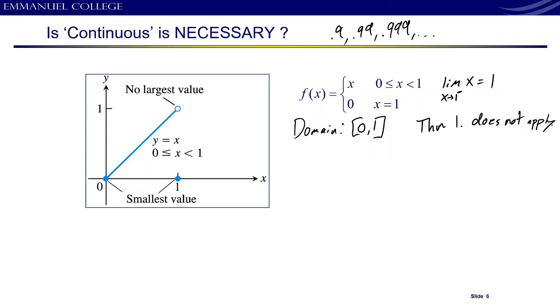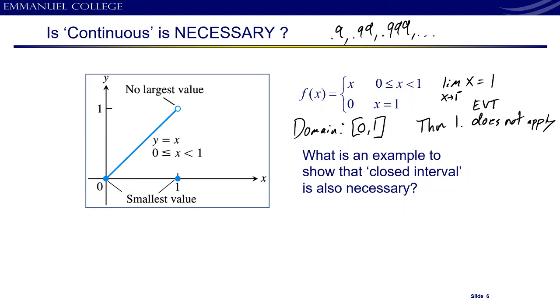Because of the extreme value theorem, so you can say theorem 1 or the extreme value theorem, because this one said, or the extreme value theorem said I was guaranteed extrema if it was continuous on a closed domain. This is on a closed domain, but it's not continuous, so I never get a largest value.